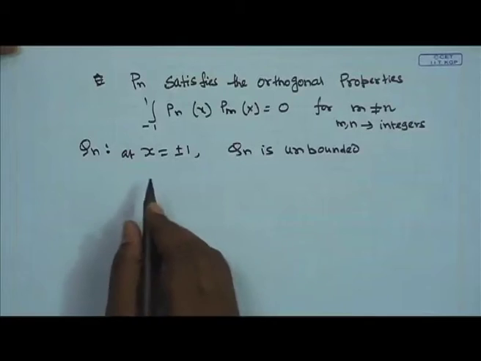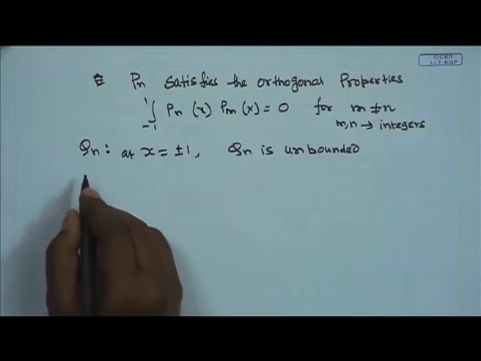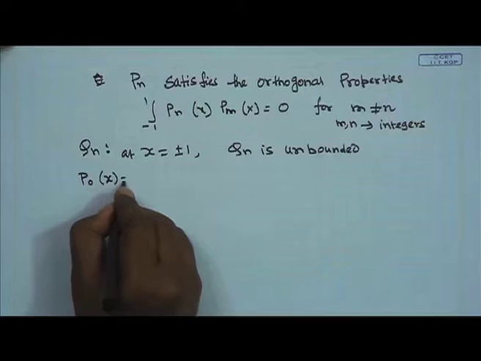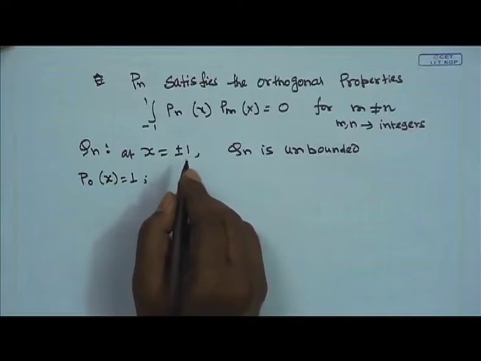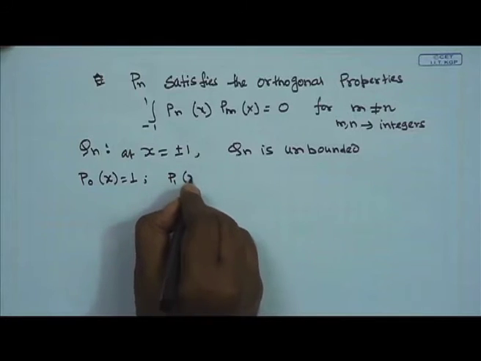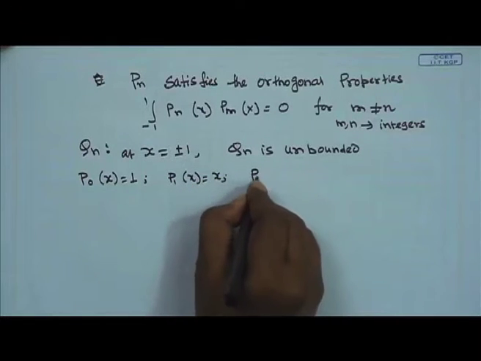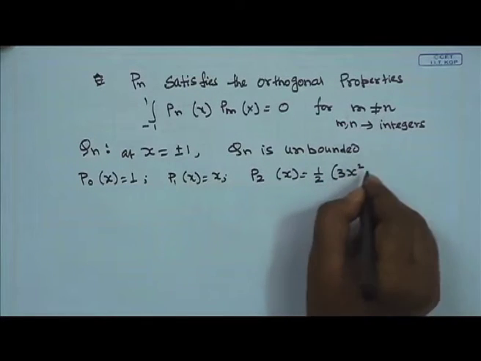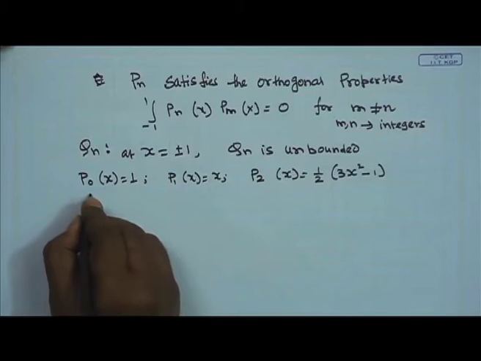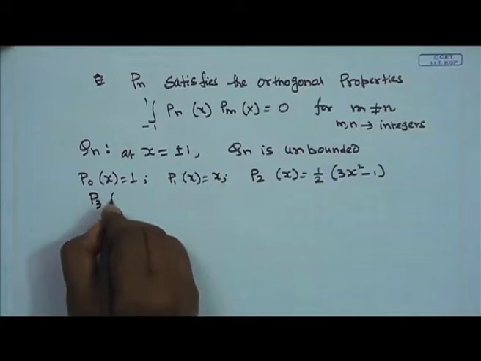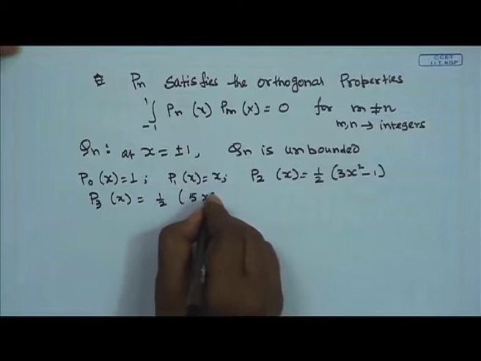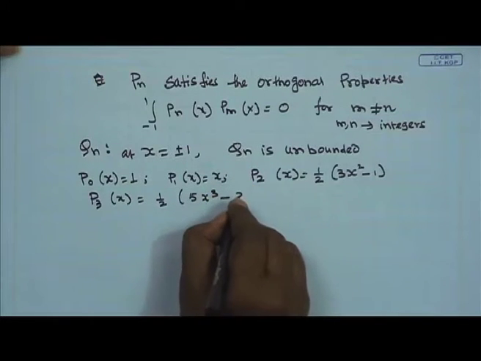Okay. Then we look into the expressions of P0 and other higher order Legendre polynomials, which may be of use. P0 of x is equal to 1, P1 of x is equal to x, P2 of x is equal to half of (3x square minus 1), P3 of x is equal to 1 by 2 of (5x cube minus 3x).